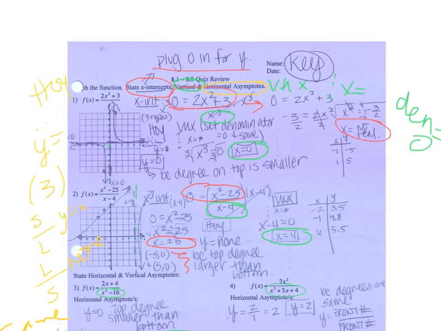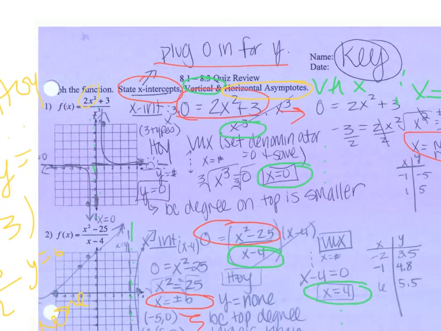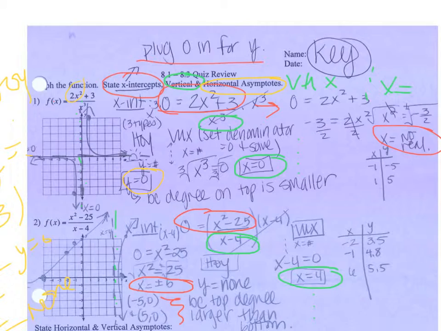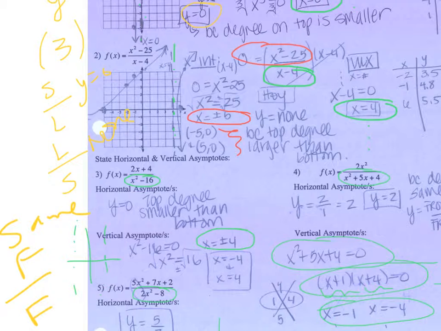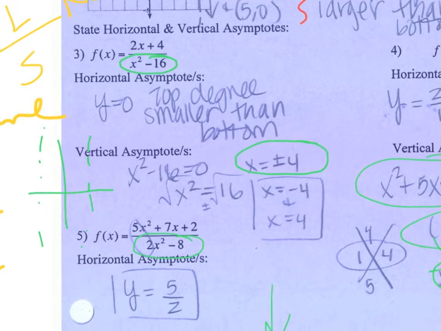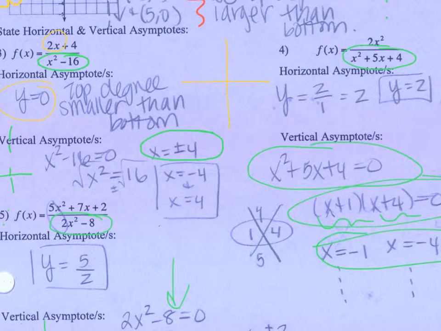So if we look at the first one, we check out the degrees. Since the degree on the top is smaller than the bottom, then we will have y equals 0. So we'll do a horizontal y equals 0. And then if we look at number 2, we compare the degrees. If the degree on top is larger, then it's going to be none. So we don't have a horizontal asymptote. If we look at number 3, the degree on top is smaller, so it's going to be y equals 0. And remember, y equals 0, it cuts through the x-axis.